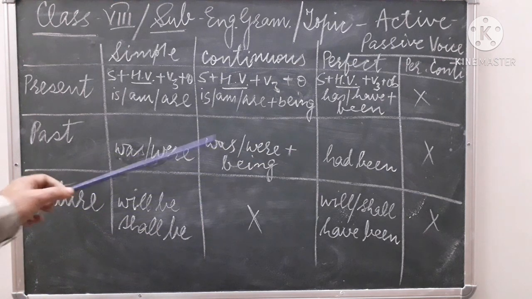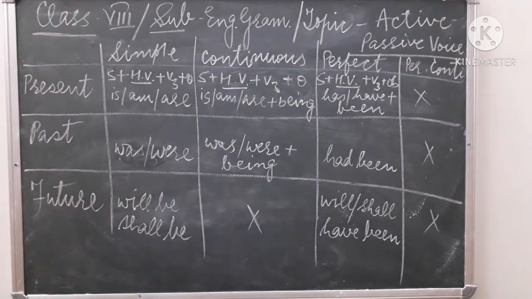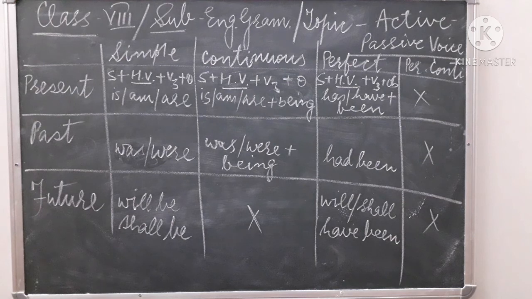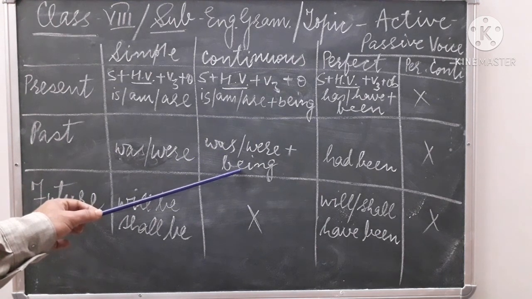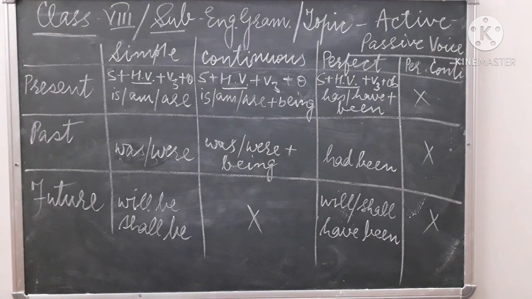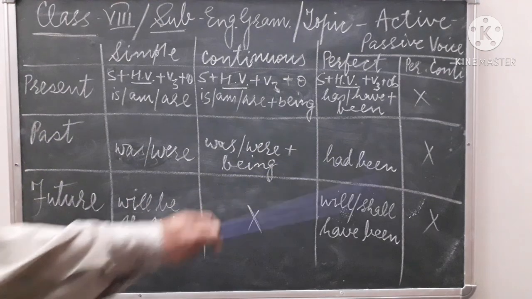Next, past continuous tense. If a sentence is given in past continuous, how do we convert it into passive voice? Let us see here. Children were playing cricket. It is active voice. How to convert it into passive? Cricket was being played by children. Got it?